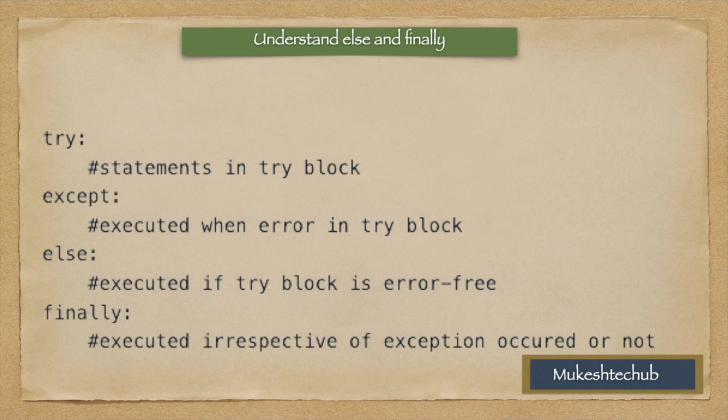The else block is executed when no exception is raised in the try block. The block is optional and can be used for additional code that needs to be executed if no exception occurs. On the other hand, the finally block is always executed regardless of whether an exception was raised or not. It's useful for cleaning up resources or closing files and connections.